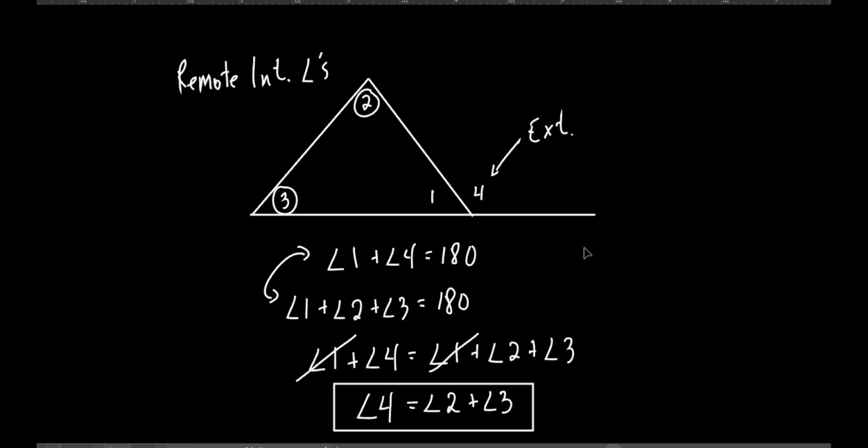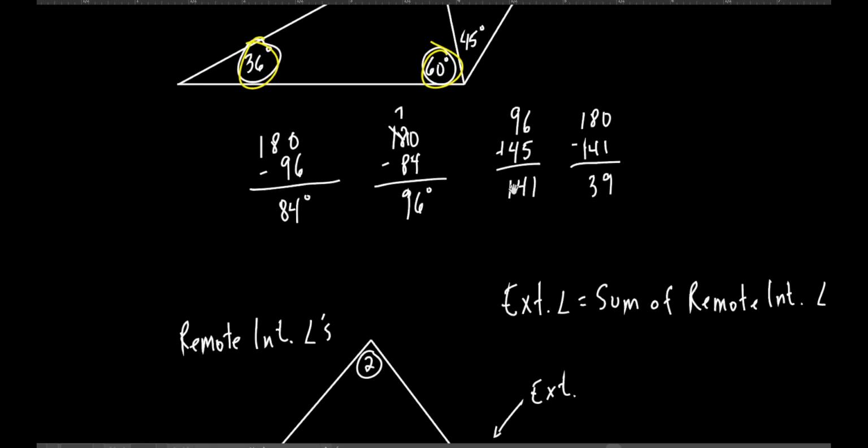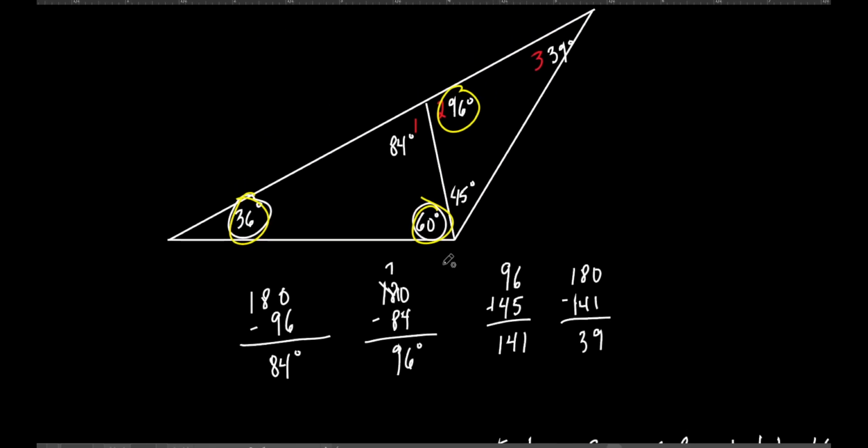You hear me? Let's write that down. It's important because we're going to use it quite a bit. So the exterior, I'll shorten some words here though. The exterior angle is equal to the sum of the two remote interior angles. Okay? And that's really important right there. Okay, that's what we're going to use. And we've actually already seen it. We've seen it right here. Check this out.